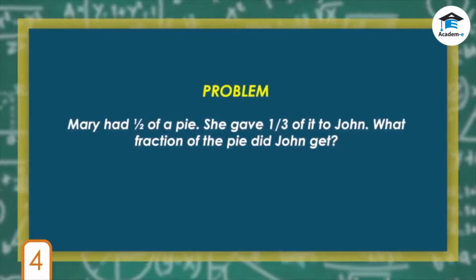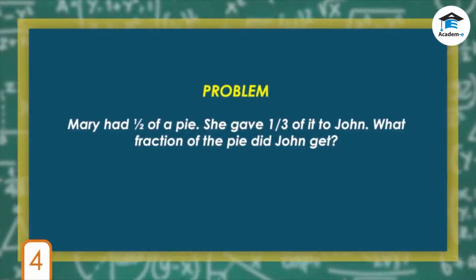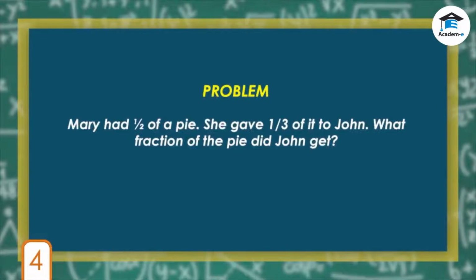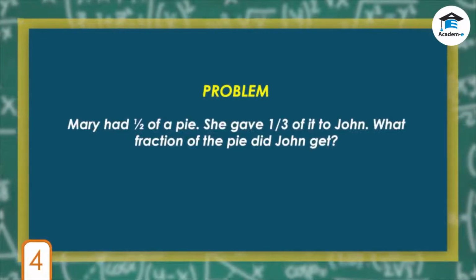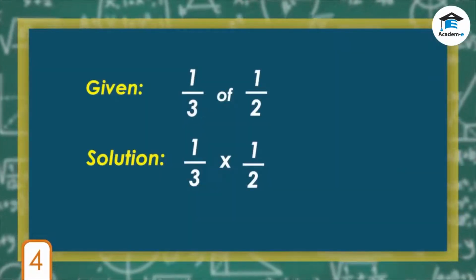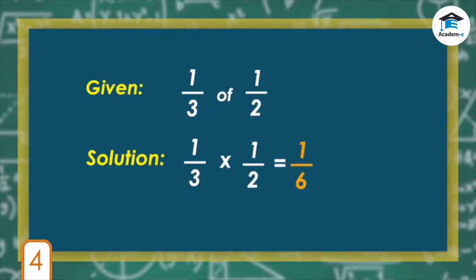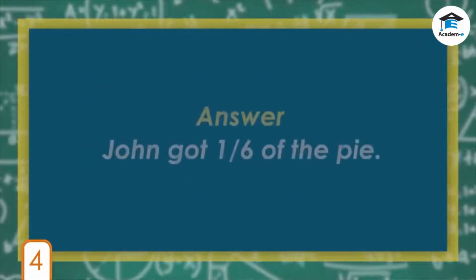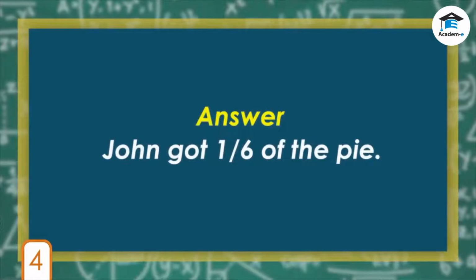Mary had 1/2 of a pie. She gave 1/3 of it to John. What fraction of the pie did John get? Solution. 1/3 times 1/2 is equal to 1/6. John got 1/6 of the pie.